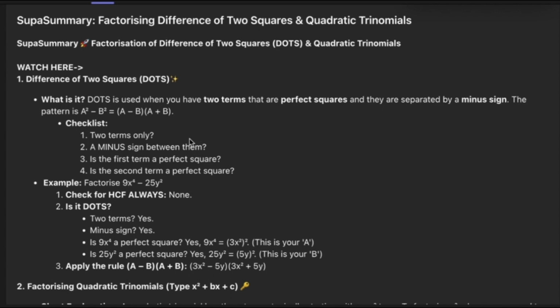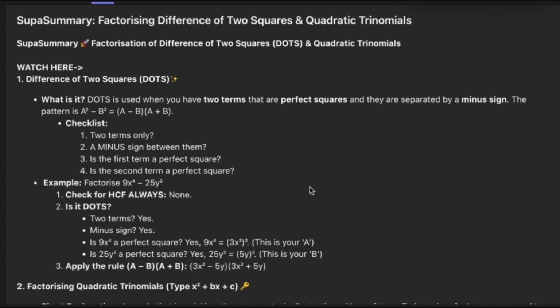How are we going to approach this? We ask ourselves, do we have two terms only? Is there a minus sign between the two terms? Is the first term and the second term a perfect square? If the answer to all of these is yes, then you have the difference of two squares, minus difference. For example, we have to factorize 9x to the power of 4 minus 25y squared.